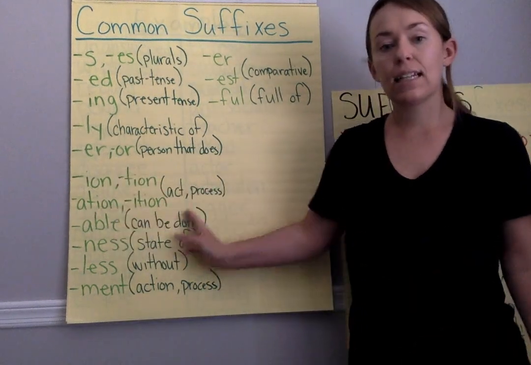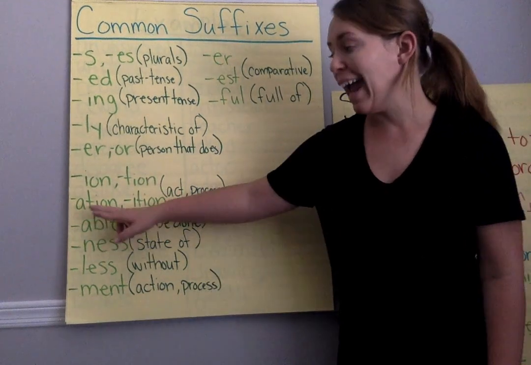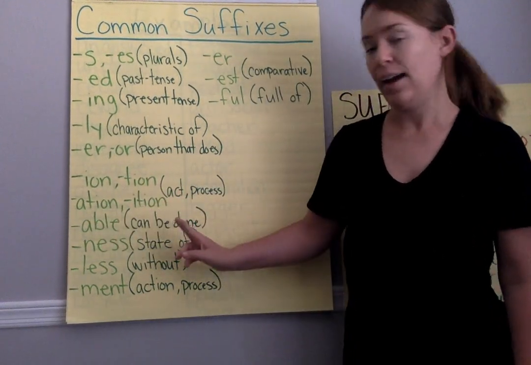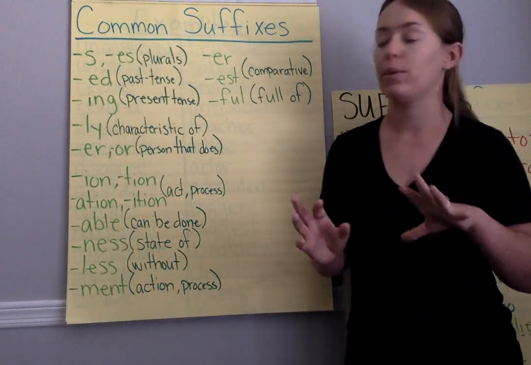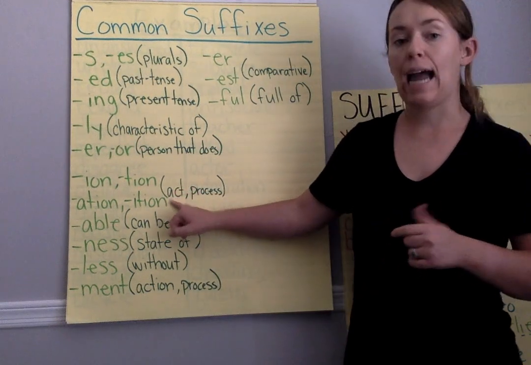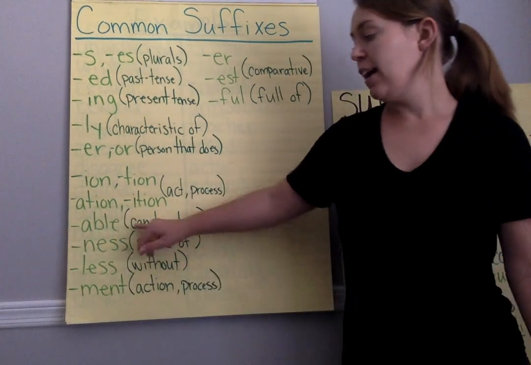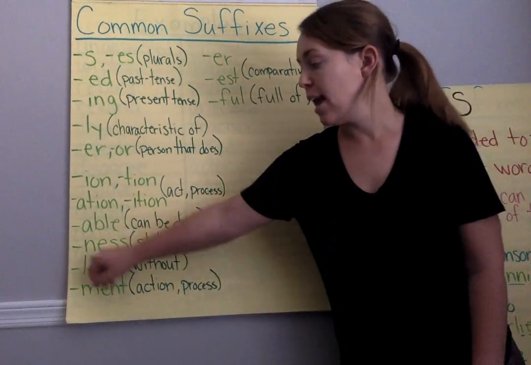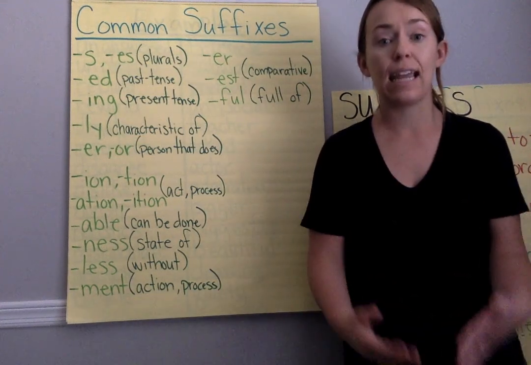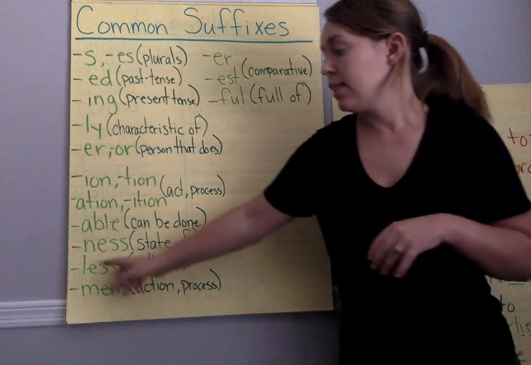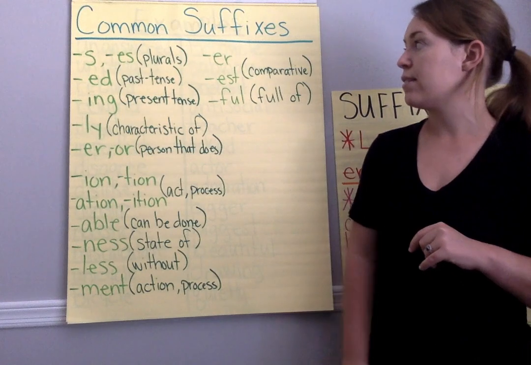Next up, we've got this cluster, and this cluster is the ION, TION, ATION, and ITION. We could also add SION into this cluster as well, but I didn't want too many. This is the act or process of doing something, okay? Able at the end means it can be done. Ness at the end is the state of. So if I say sadness, it's the state of being sad. Less means without. Meant is the action or process of something.